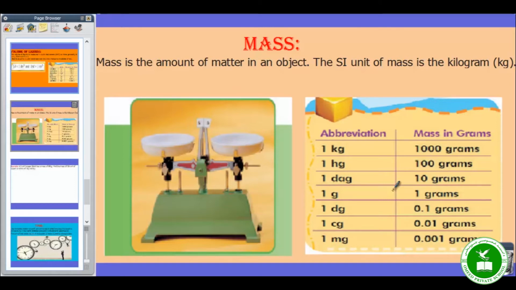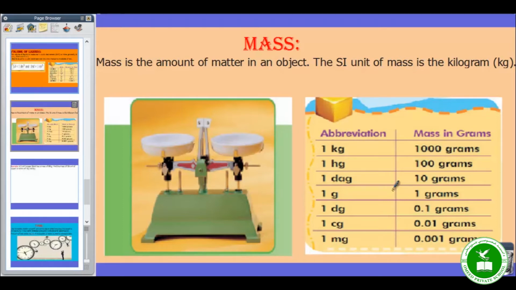For example, if we say the mass of a book, we are talking about the amount of paper which is present in that book, the magnitude or the grams of paper. How many grams of paper are there in that book? That is the mass of the book, for example. And the unit of mass is kilogram in the SI system.